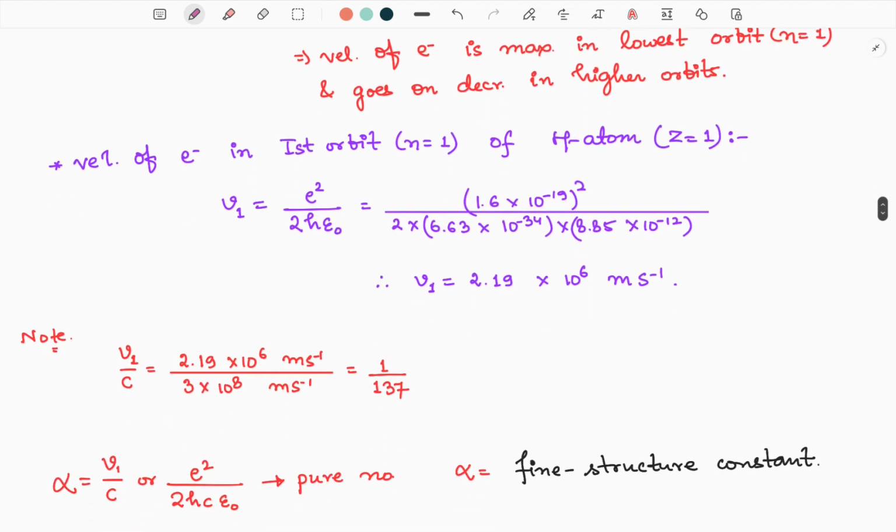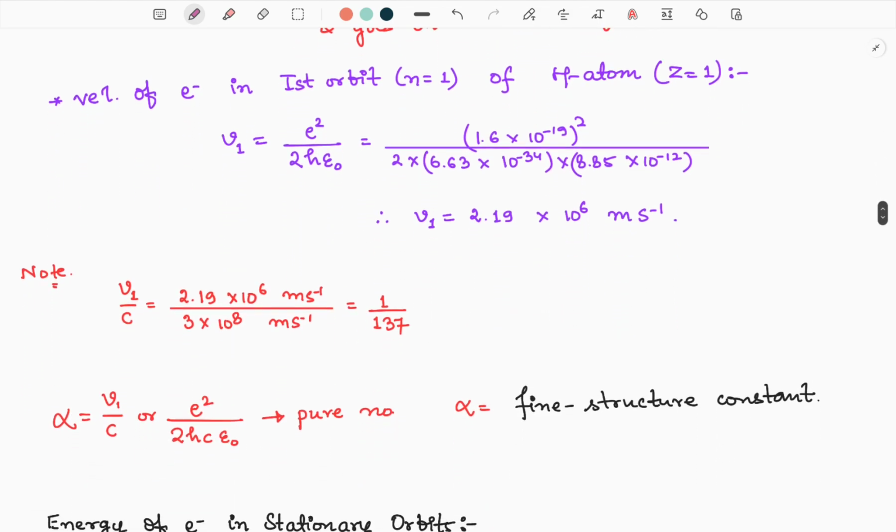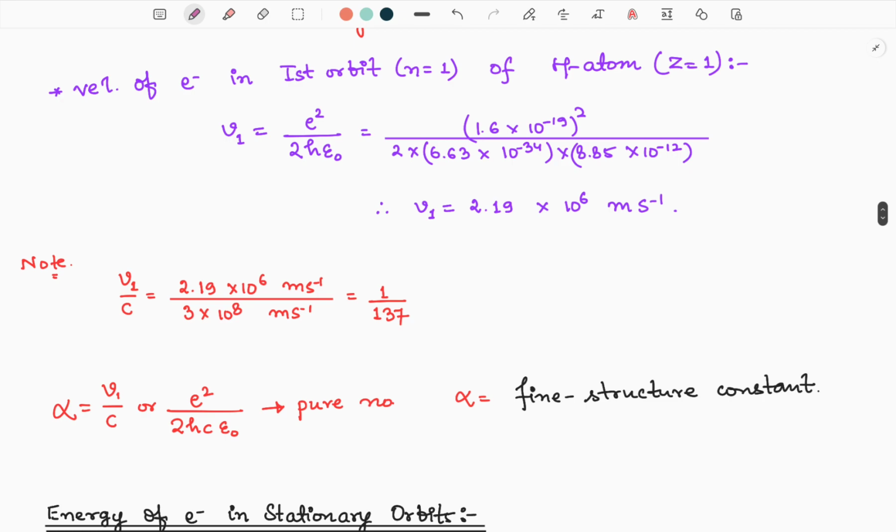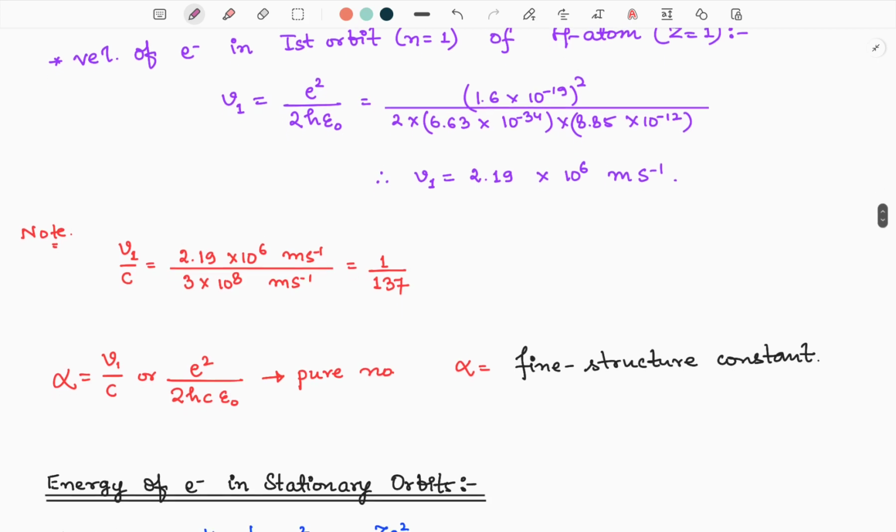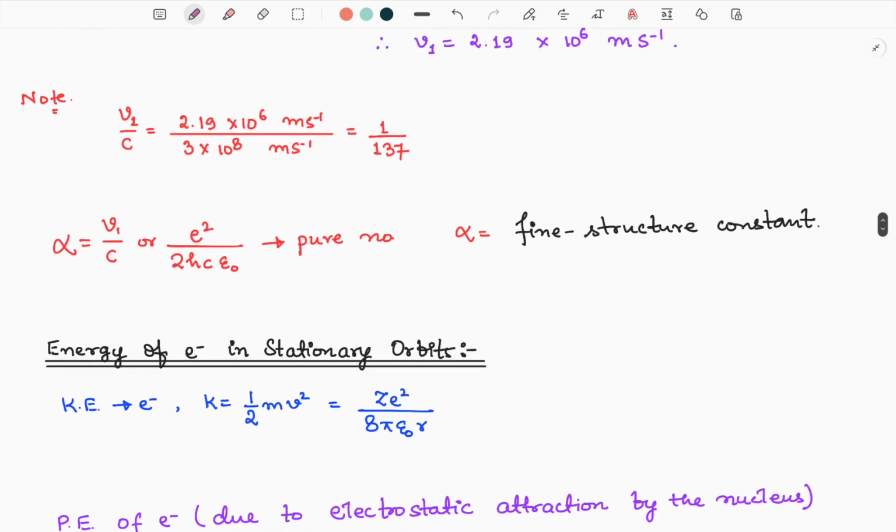And there is one important thing here I would like to tell you in the note, that if we divide this velocity by c, you will get a number which is known as 1 by 137. So 1 upon 137 is a pure number, and in physics it is known as the fine structure constant. We will denote this fine structure constant by the symbol alpha.